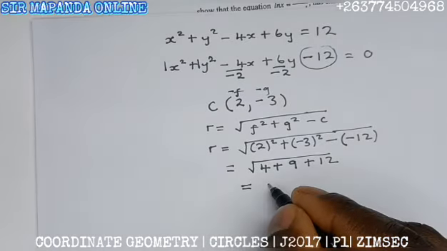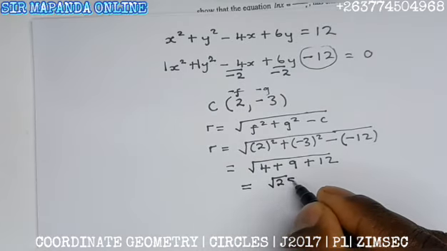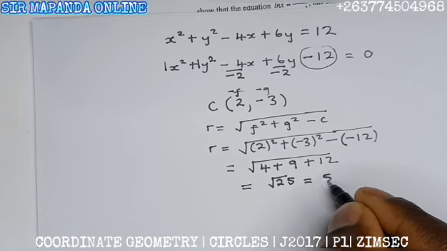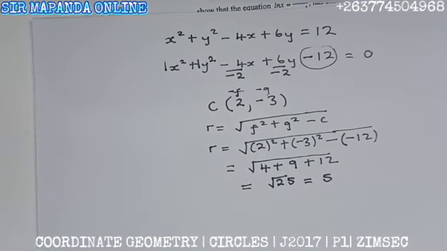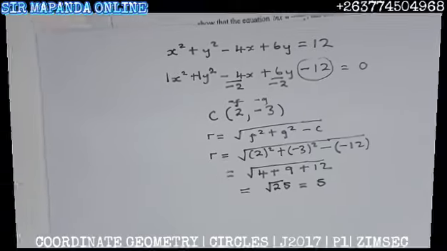13 plus 12, you get 25. And the square root of 25 is 5, which denotes your radius. Then you are home and dry. Let us move on to part B of the question.